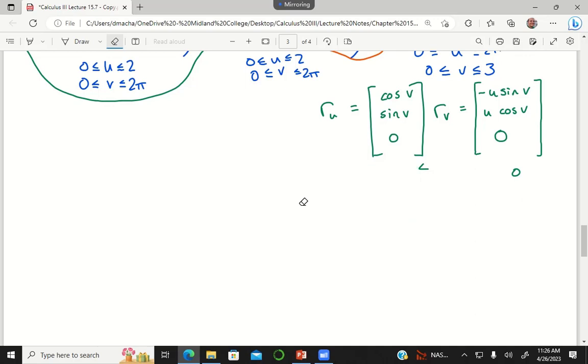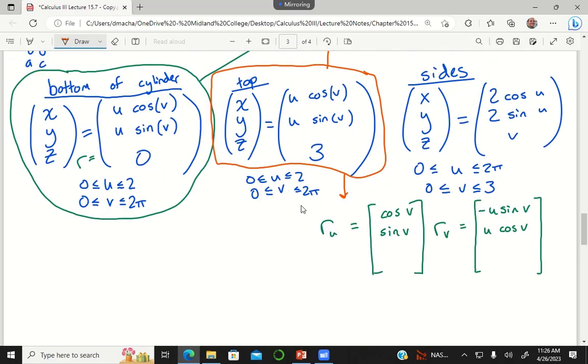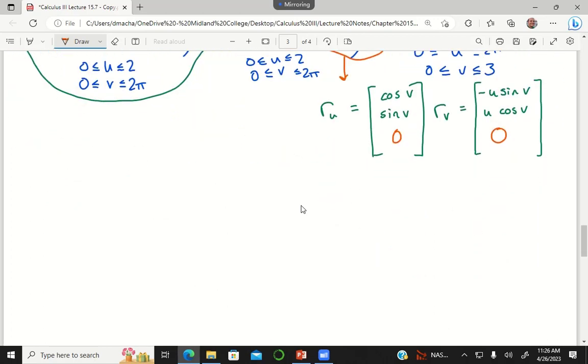Actually, a lot of this is going to be the same, isn't it? I maybe shouldn't have erased everything, but oh well. The partial derivative with respect to u of this is going to be cosine v, sine v, and then the derivative of 3 would just be 0. And then the same thing happens when we take the partial with respect to v, as it did before. So actually that cross product is the same. And do you remember what the cross product was?